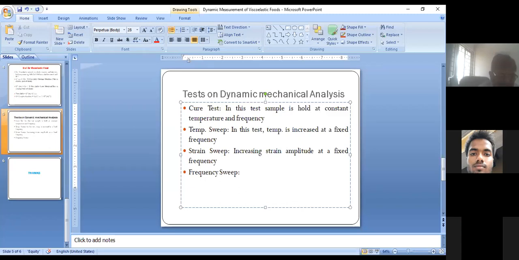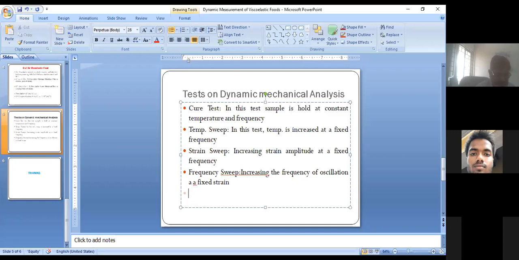Increasing the frequency of oscillation at a fixed strain.